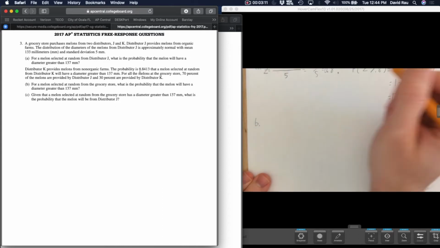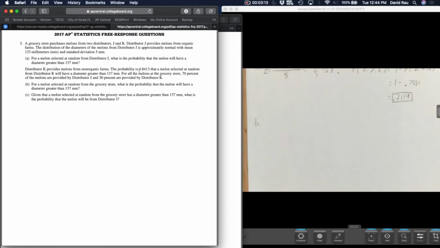Part B, now they tell me about melon K. Okay, so they tell me essentially the answer to the same problem when it's K's version. Okay, and for all the melons at the grocery store, 70% of the melons are distributor J and 30% are distributor K. All right, sounds like we're about to see a tree diagram.